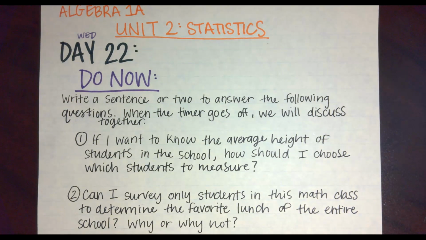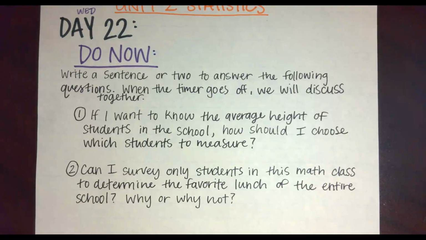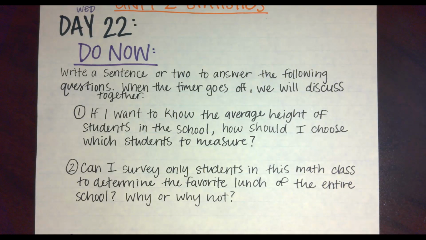Okay, let's start our second unit. Finally, 22 days in, we're in unit 2. All right, so for our do now today, I told you to write a sentence or two, not because I want to grade your sentence writing, but because I just want you to have something written down to reference while we discuss, just answering the following questions. So the first question, we're going to talk about this. If I want to know, for example, the average height of the students that go to this school, how should I choose which students to measure? What are some of the thoughts you guys came up with?